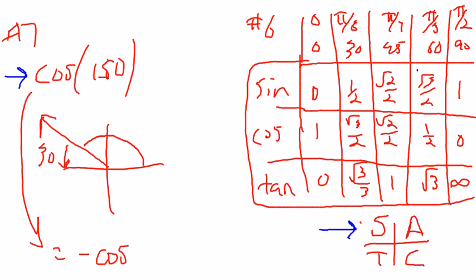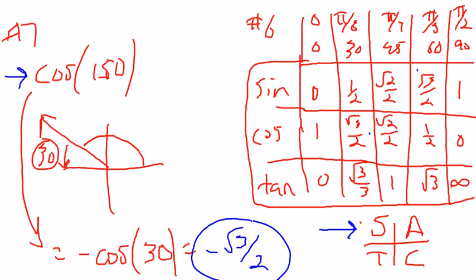Now I take the reference angle and I put it in here. That's 30. So now I go to the chart. I'll do it in blue again. Cosine 30, root 3 over 2. So it's negative root 3 over 2. That's the answer for that one.